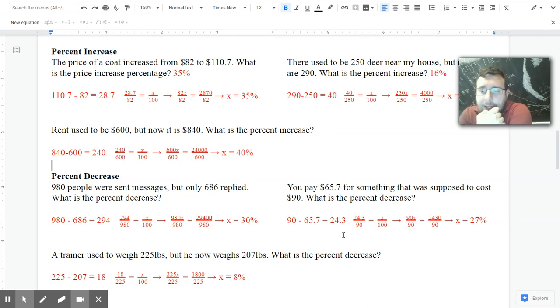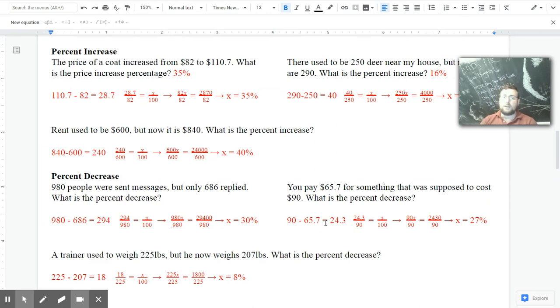Cross multiply, again, 90x equals 2430. Have to divide both sides by 90 to get rid of what's next to the x. And when I do that, I get 27%. If I had used 67.5, I would have gotten 73% as my answer, and I would have to do 100 minus that to get my answer.